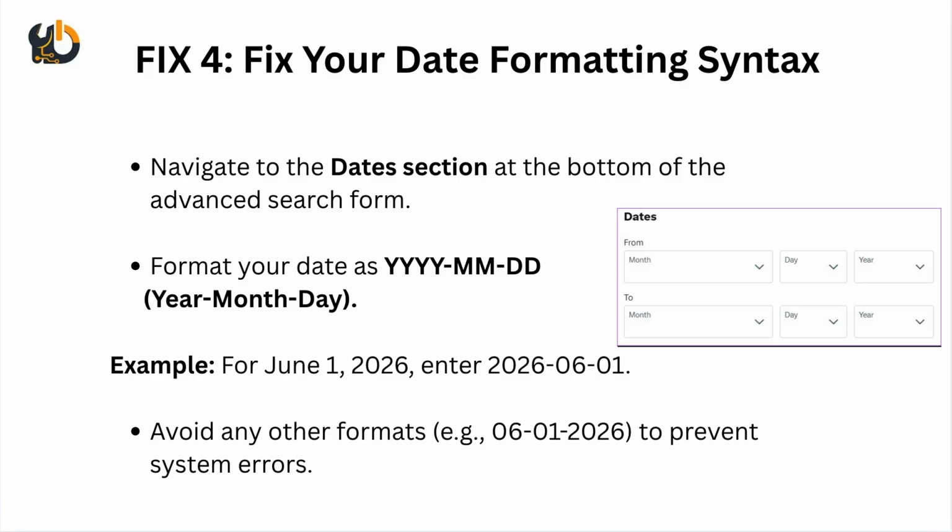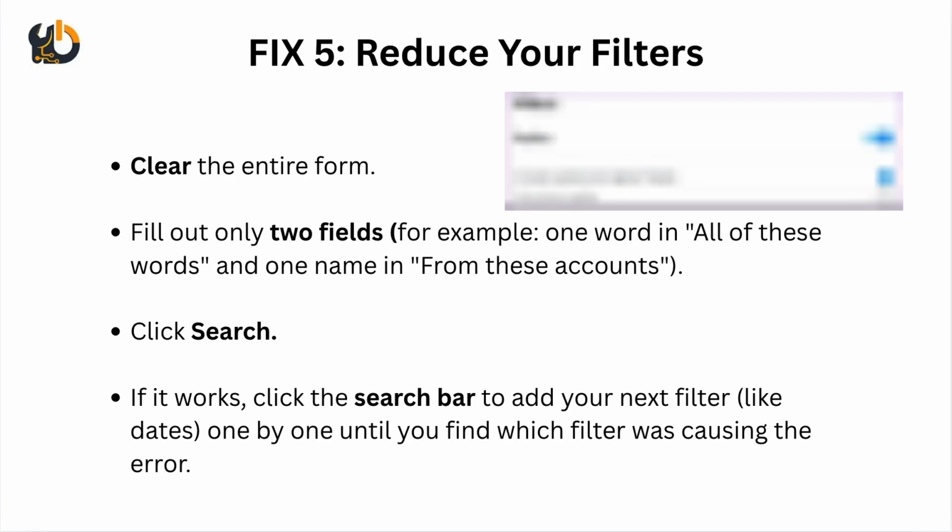Fourth fix is fix your date formatting syntax. Navigate to the date section at the bottom of the advanced search form. Format your date as year, month, then day. Example, June 1st, 2026, enter 2026, 6 for June and 1 for the day. Avoid any other format to prevent system error.